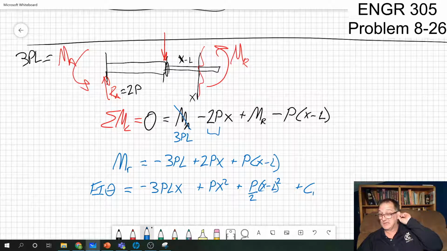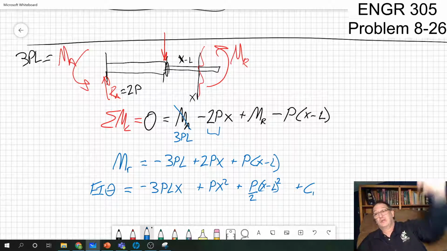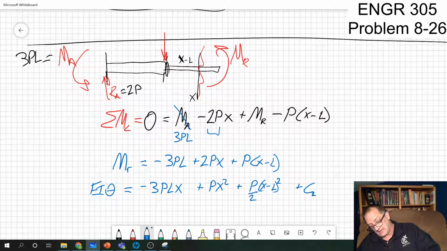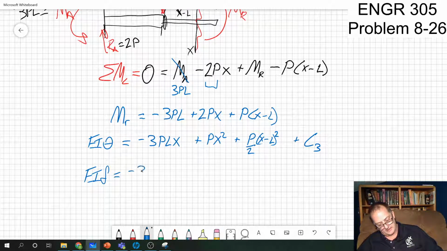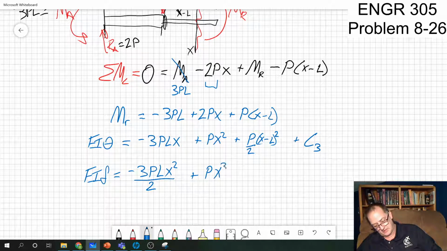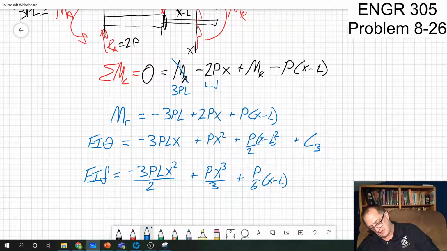I just put constant 1 because I'm thinking that's the first time I've integrated. Earlier in the problem, I already had a C1, so maybe I call it C2. No, I had a C2 also. I'll call it C3, just for clarity. And then I can integrate one more time. EI delta is equal to minus 3PLX squared over 2 plus PX cubed over 3 plus P over 6 times (X minus L) cubed plus C3 X plus C4.